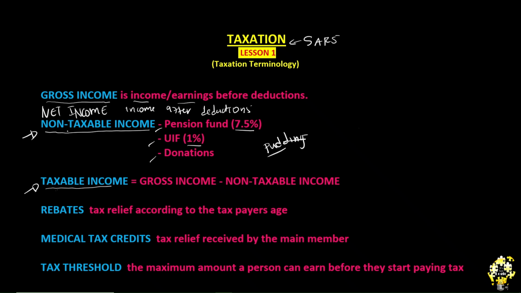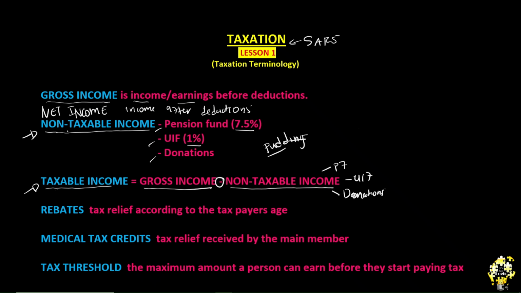But how do we know what the government is supposed to tax? Well, we simply take our gross income, remember, the income before deductions, and then we deduct or subtract our non-taxable income. Here is where we are supposed to subtract our pension fund, if it is given, our UIF if it is given, and also our donations if they are given.